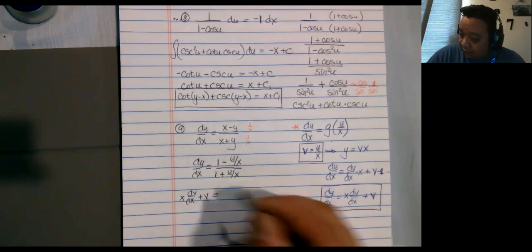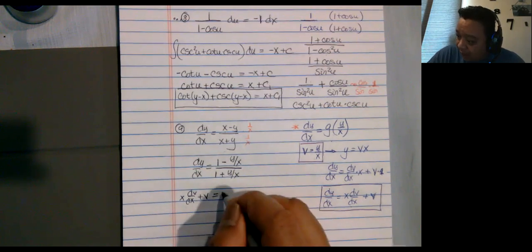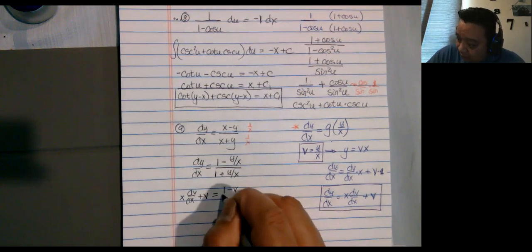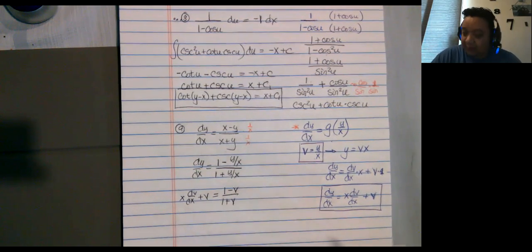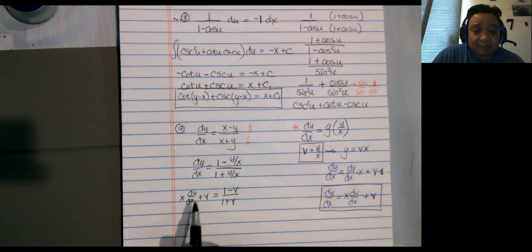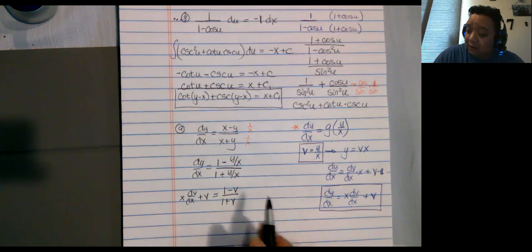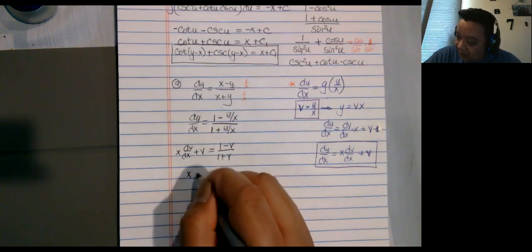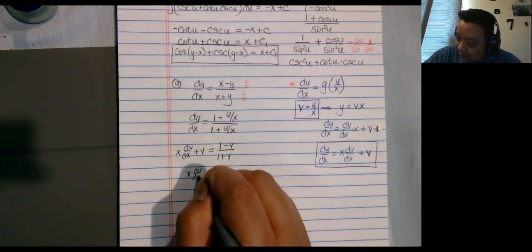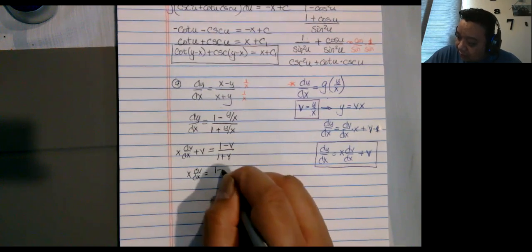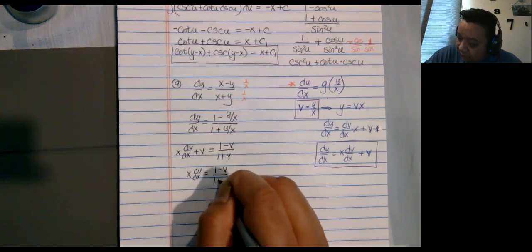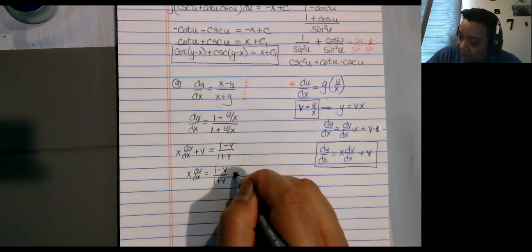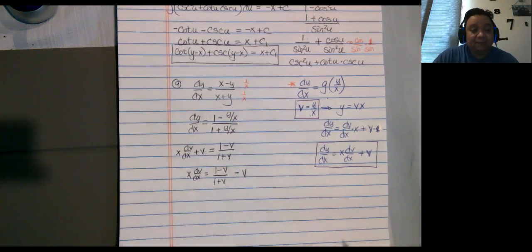Is equal to 1 minus v over 1 plus v. Okay. And the same thing as before, I try to solve for the derivative, right? And so move the v over. So you're going to have x dv dx is equal to 1 minus v over 1 plus v. And then if I move this over, I get a minus v.